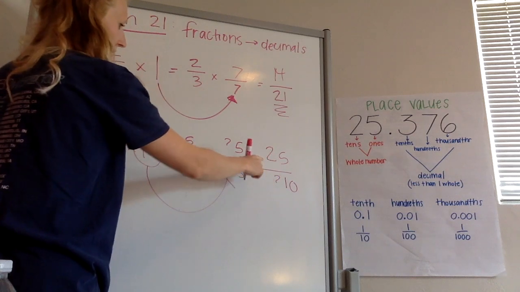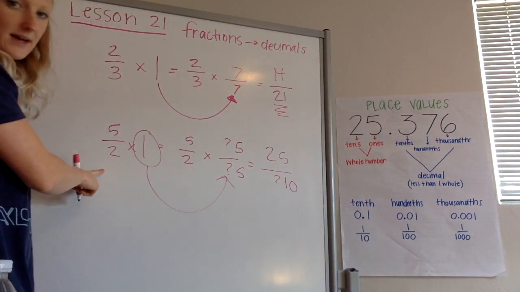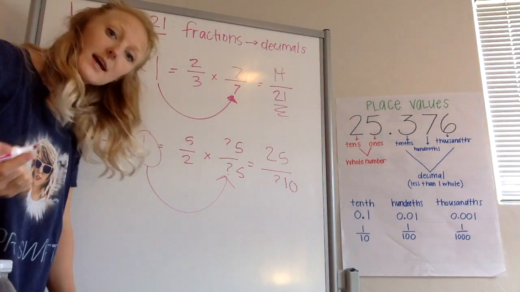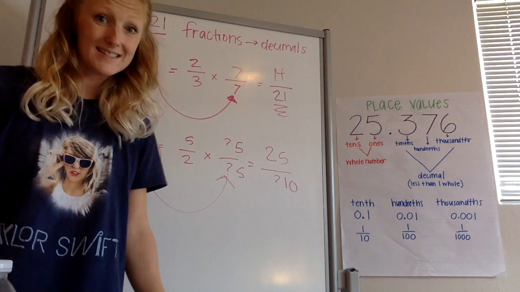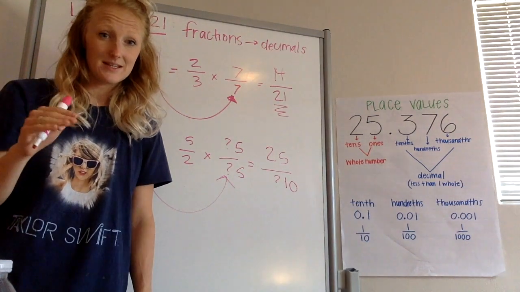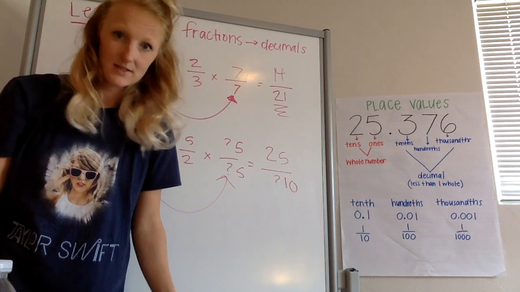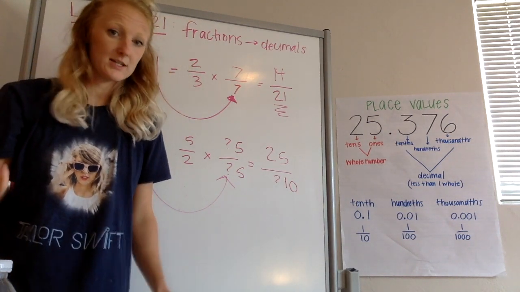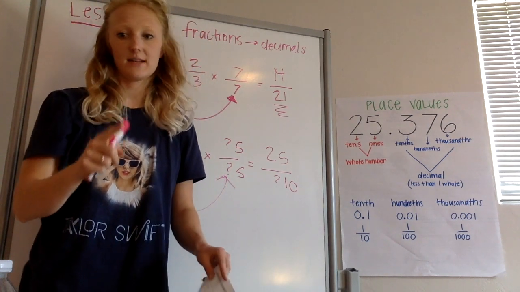So 25 tenths is the same thing as 5 halves. They are equivalent fractions because we multiplied by one whole, and when we multiply by one whole, we get the same thing. It just looks a little bit different. So that's for A, B, and C on your problem set. And you might be wondering, why are we doing this? Why are we finding random equivalent fractions? That sounds boring and dumb. Here's how it relates to decimals.